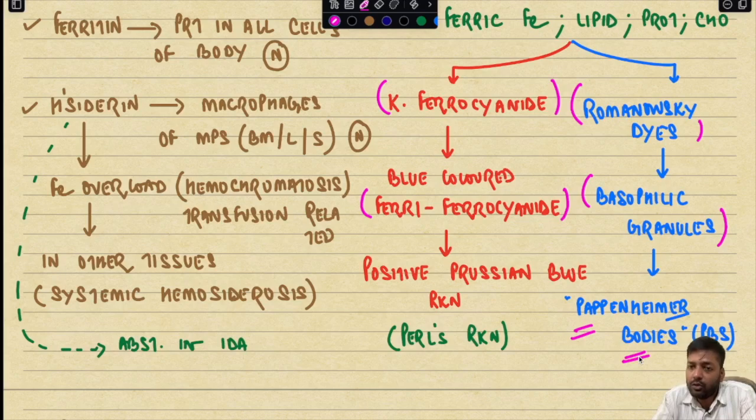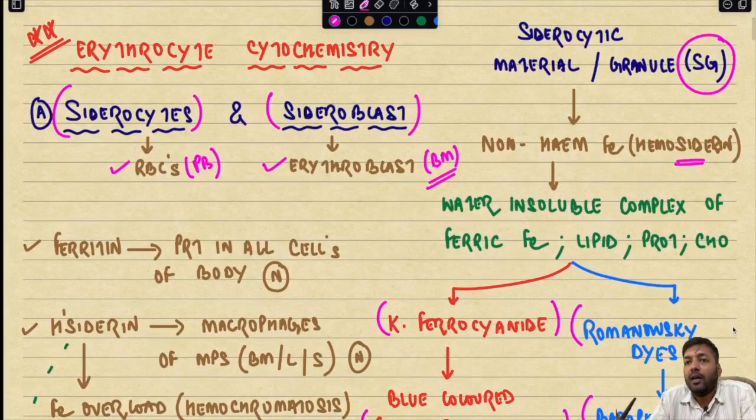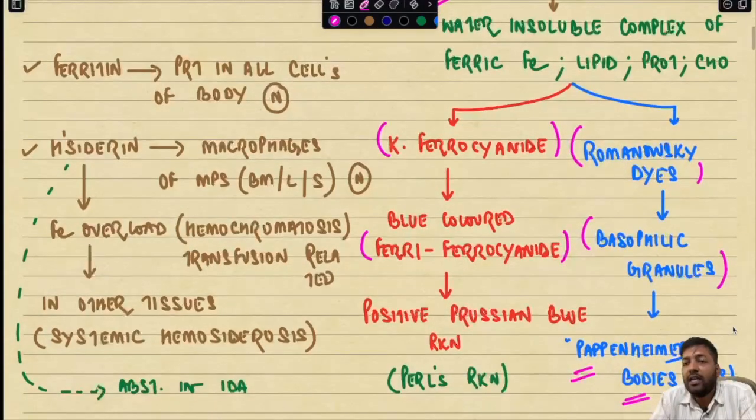Usually this kind of stain is applied on the peripheral blood smear, but it can also be applied on bone marrow films as well. The important thing is, whenever you highlight the siderotic material with the help of a Romanovsky dye, it appears in the form of basophilic granules called Pappenheimer bodies. So Pappenheimer bodies are nothing but siderotic granules.